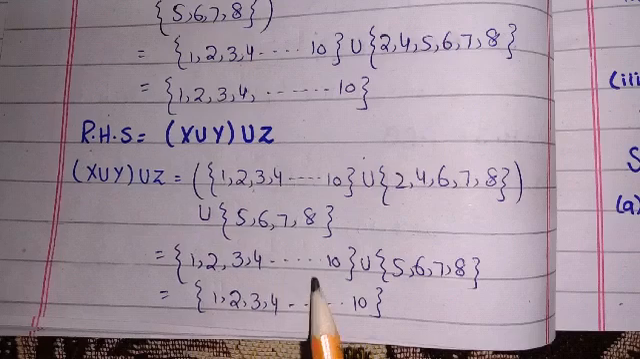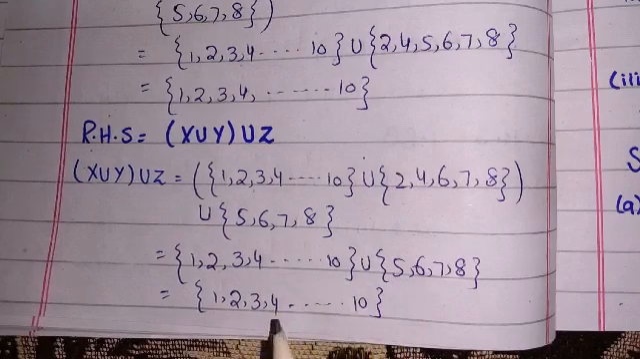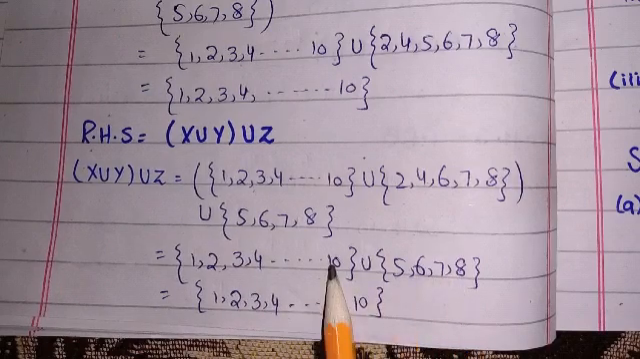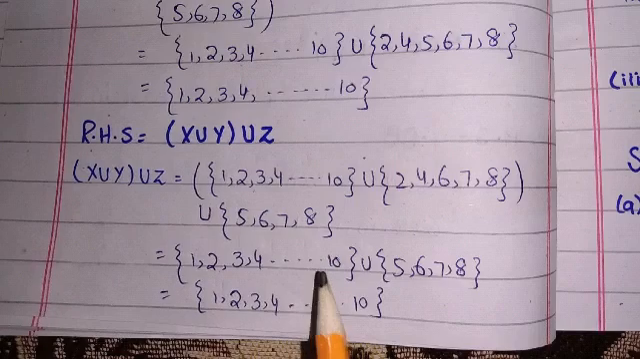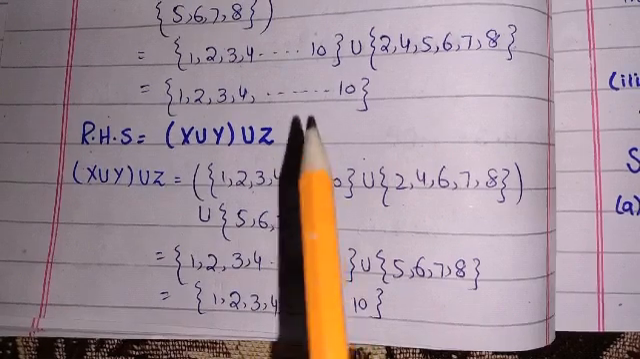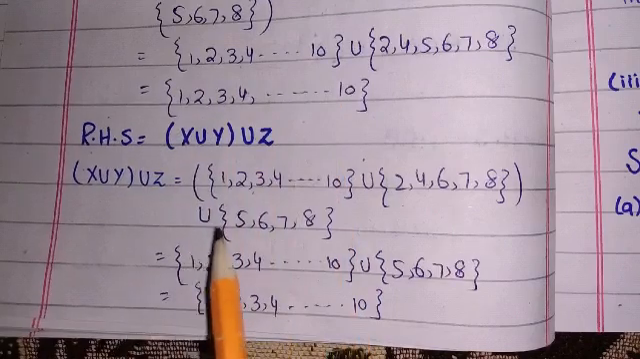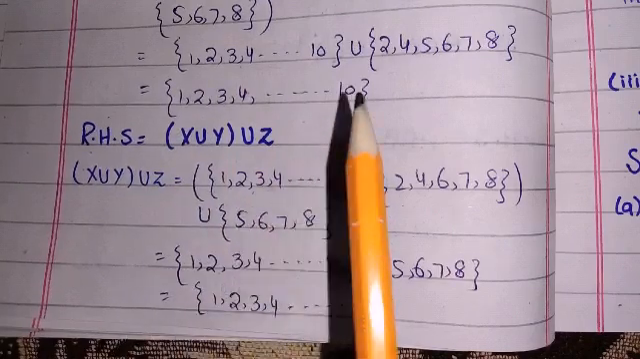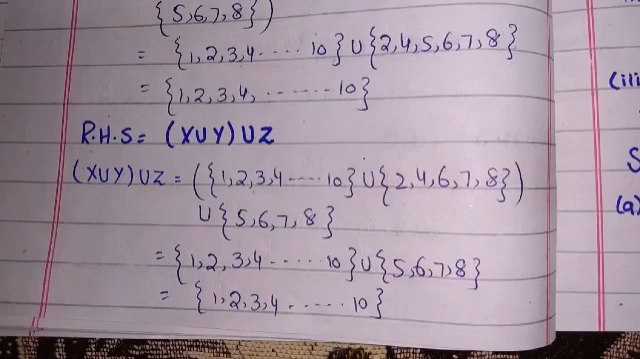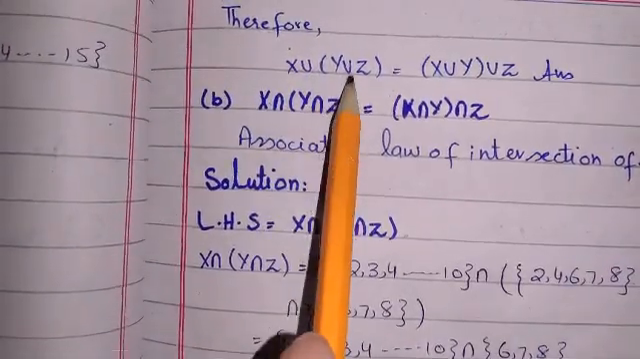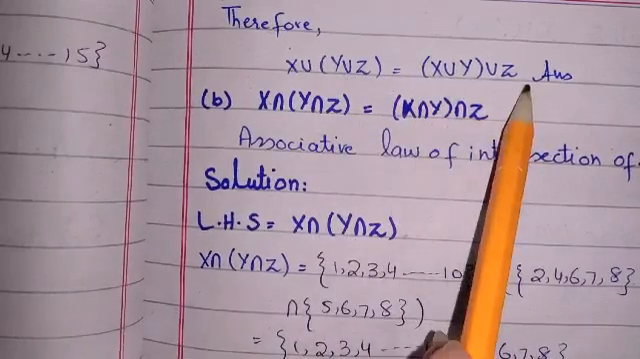Now students, we have to find out their union. By finding their union we got 1, 2, 3, 4 up to 10. It means all the elements of Z are contained in the resultant set of X union Y. As you can see that the answers of X union (Y union Z) and (X union Y) union Z, means left hand side and right hand side, both are equal. So we will write, therefore X union (Y union Z) is equal to (X union Y) union Z.